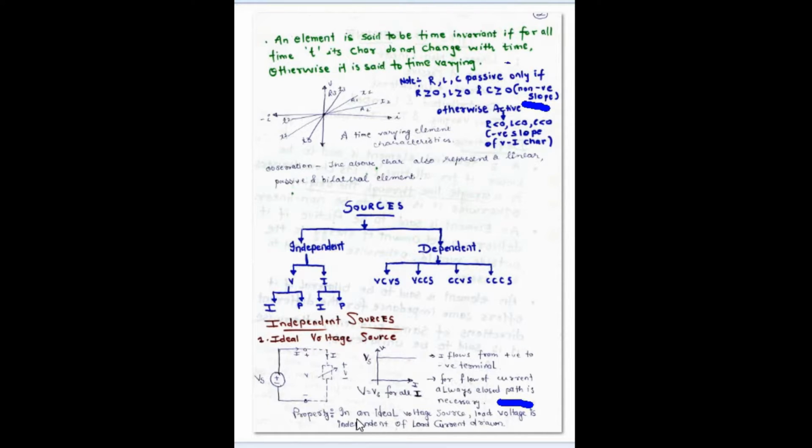So let's come on to the property of this ideal voltage source. In an ideal voltage source, the load voltage, that is V here, I am highlighting it. So in an ideal voltage source, load voltage is independent of the load current drawn. Whatever current it is drawing, the load voltage is remaining constant, that is Vs. Irrespective of the current magnitude, the voltage will remain the same throughout. That is the property of a simple ideal voltage source.